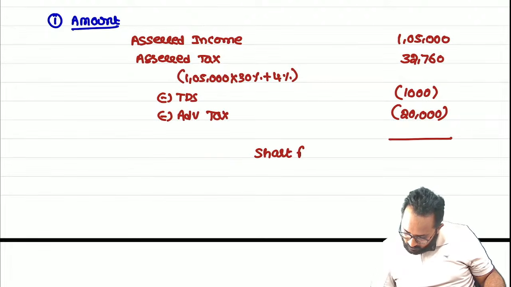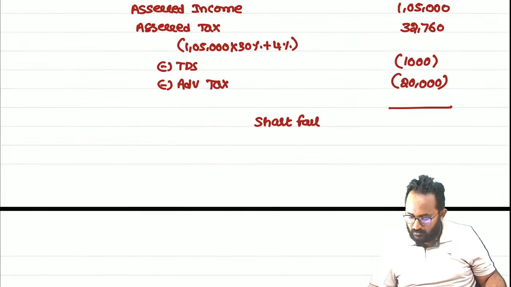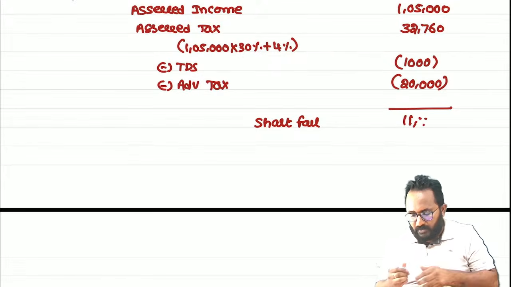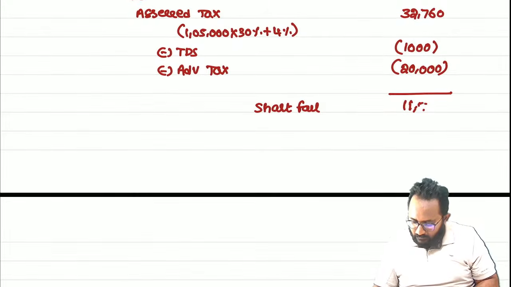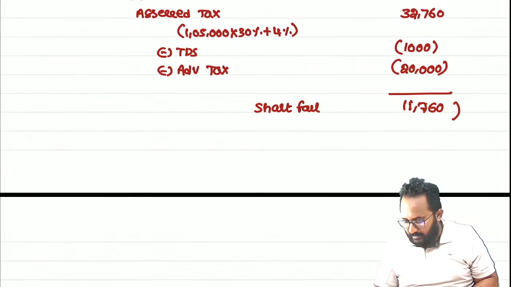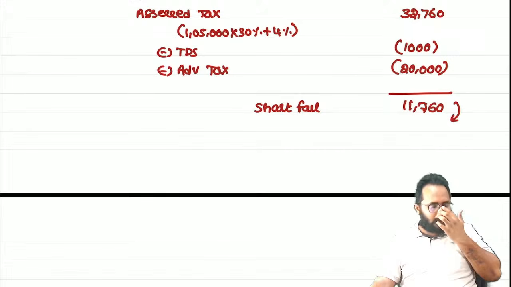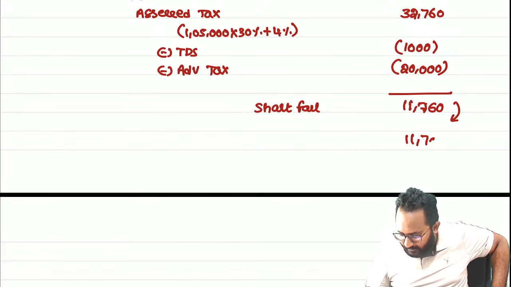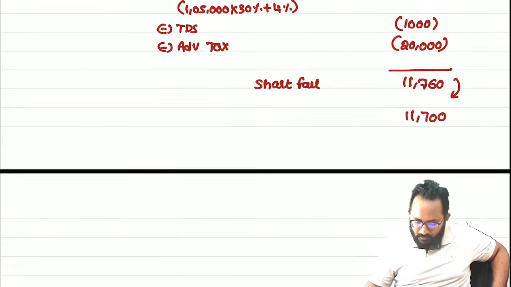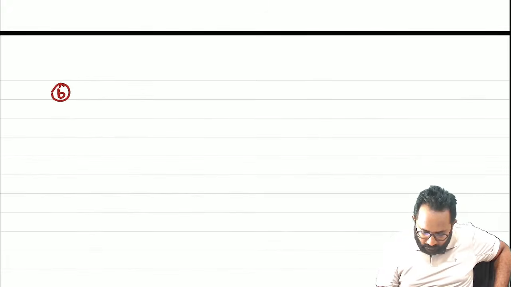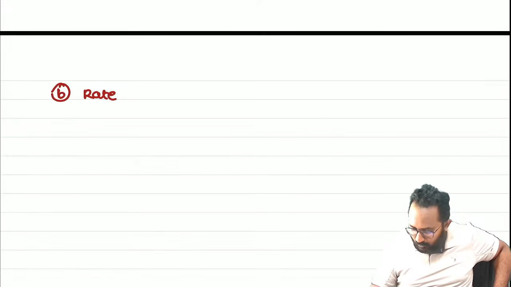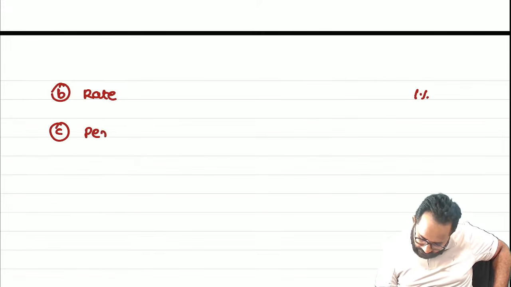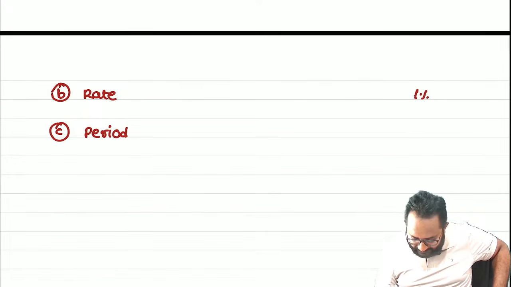11,000. On this amount only we have to calculate interest, right? That amount of interest we have to calculate on this amount. So that's why it is rounded off to the lowest multiple of 100. Next, P variable, rate of interest 1% per month or part of the month. Next, the period. Tell me ma, who is calculating the interest?